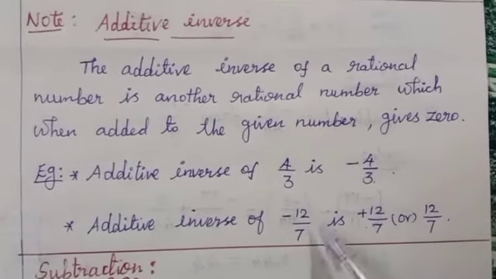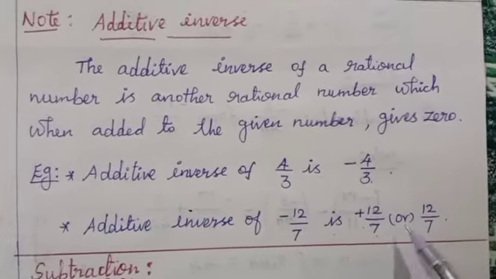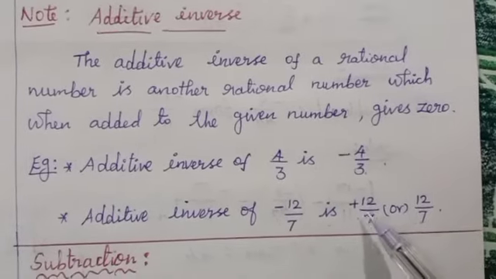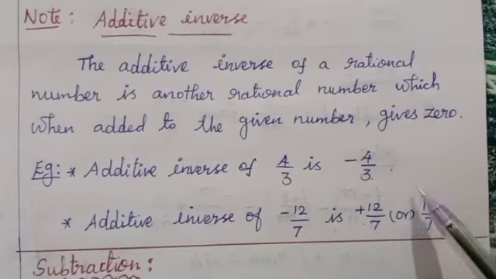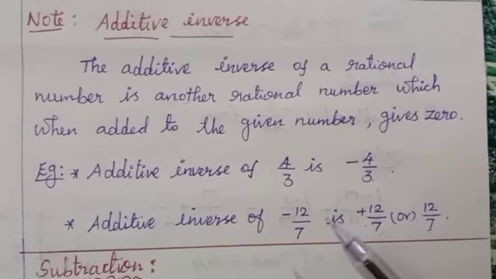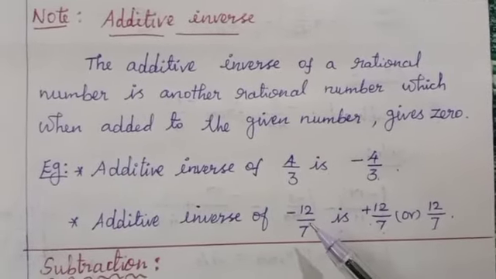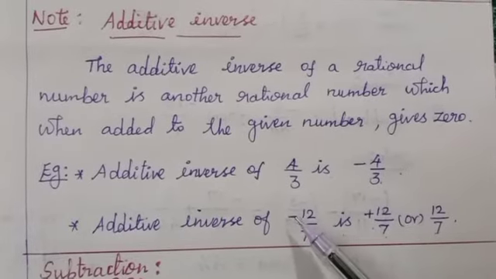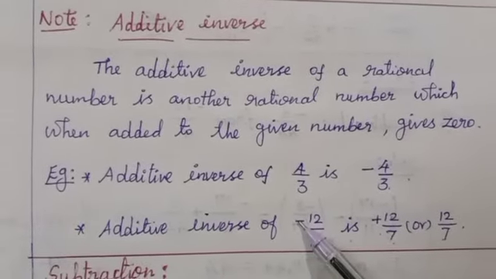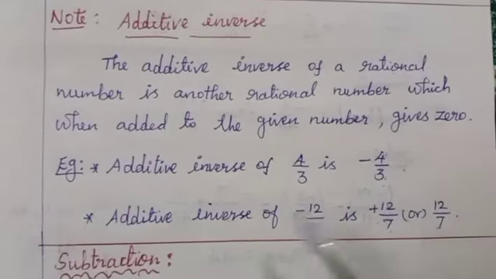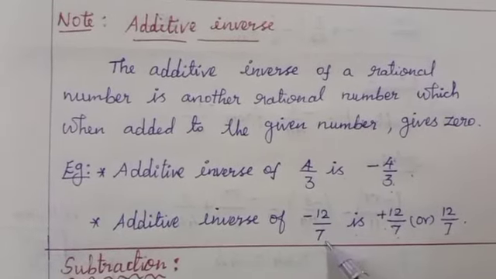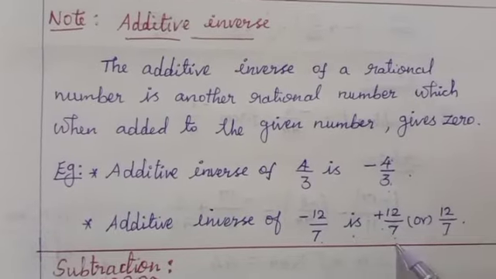Additive inverse of minus 12 by 7 is plus 12 by 7, or 12 by 7. For positive numbers there is no need for the plus symbol. It is automatically considered positive. For negative fractions or integers, we must denote the symbol. Okay, students. So the additive inverse of 4 by 3 is minus 4 by 3. Additive inverse of minus 12 by 7 is 12 by 7.